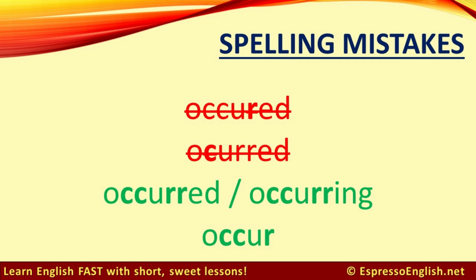Now the base form of this verb, occur, has 2 C's and just 1 R at the end. But when we add the ED ending to make it in the past or the ING ending to make it continuous, then we need to double the R. So we get occurred and occurring with 2 C's and 2 R's.